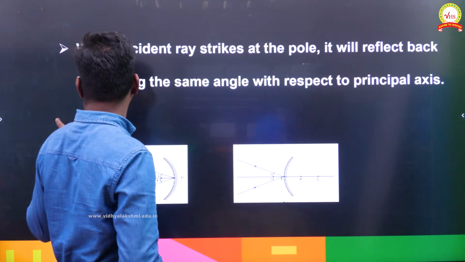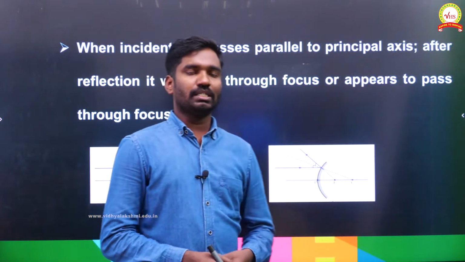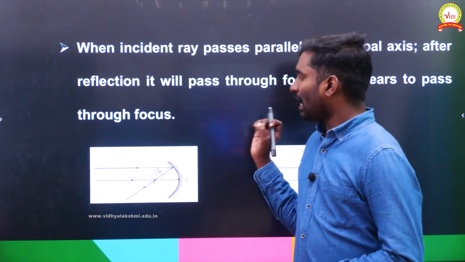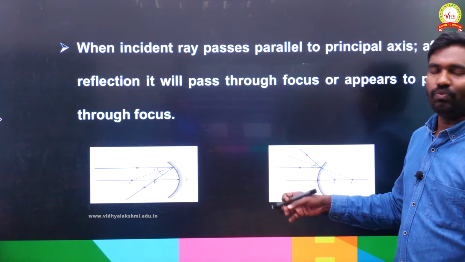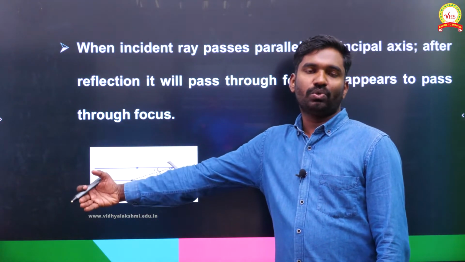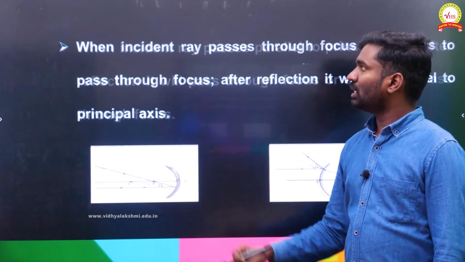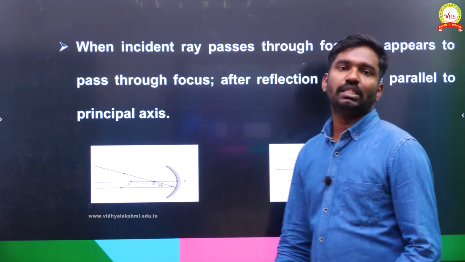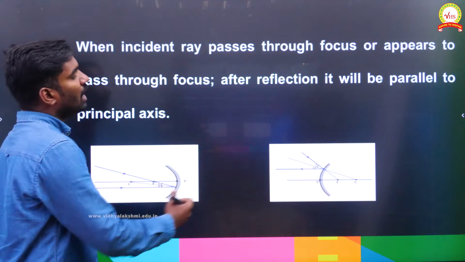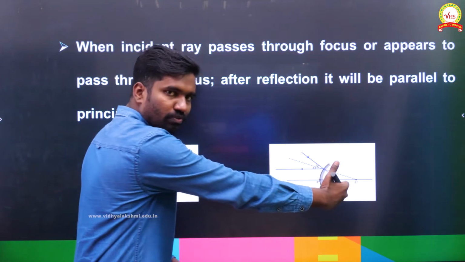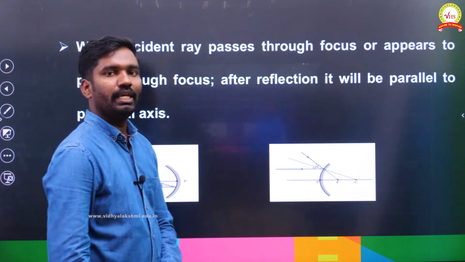So totally 4 rules are there. So what are the 4 rules we are having? When the incident ray passes parallel to the principal axis, after reflection it will pass through the focus, or it will appear to pass through the focus. In case of concave, it will pass through the focus, whereas in case of convex, it will appear to pass through the focus. Second rule, when the incident ray passes through the focus, after reflection, it will be parallel to the principal axis, or when the incident ray appears to pass through the focus, it will be parallel to the principal axis. This is for concave and this one is for the convex.